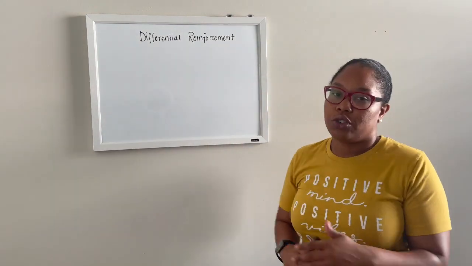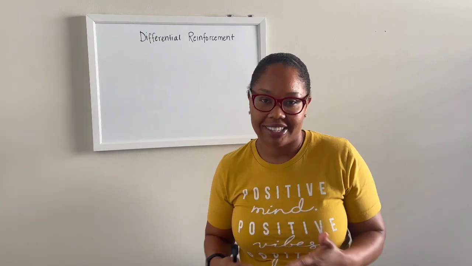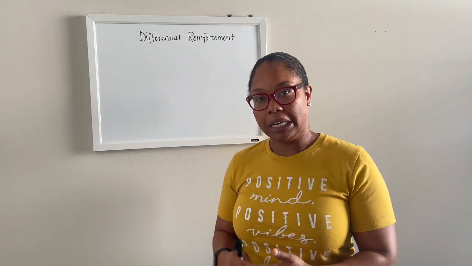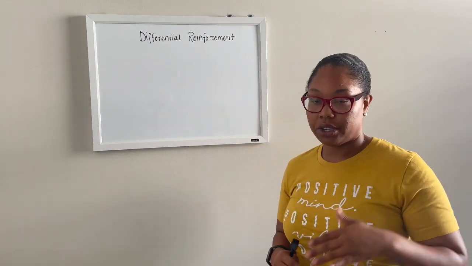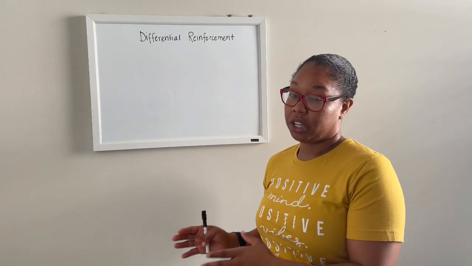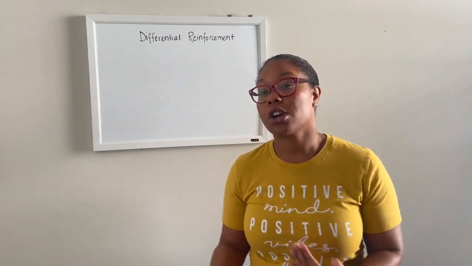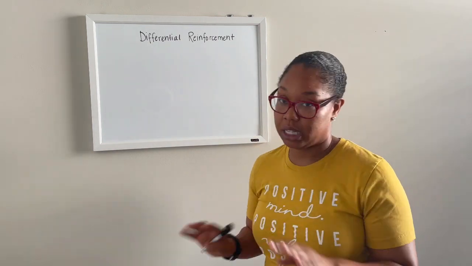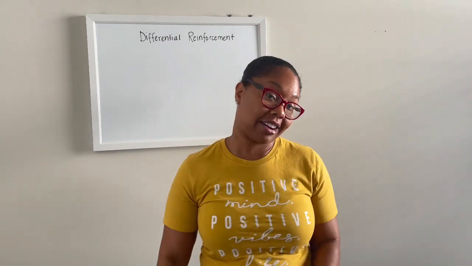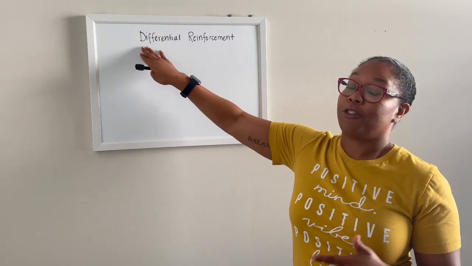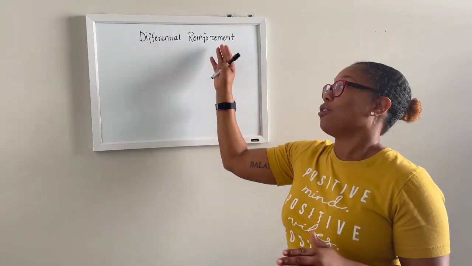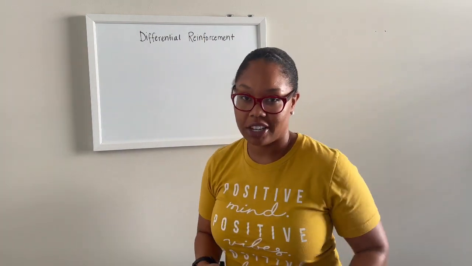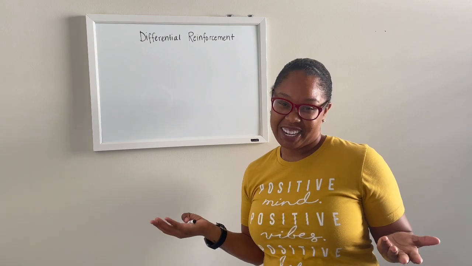So differential reinforcement, what is it? In very simple, basic terms, it simply means that we are no longer going to reinforce a particular behavior, which we would call the target behavior, the problem behavior. We're not going to give it any more attention. And instead, we're going to differentiate, or give reinforcement, to a different behavior, a behavior that we actually want the child to be doing. That's all it is, really.